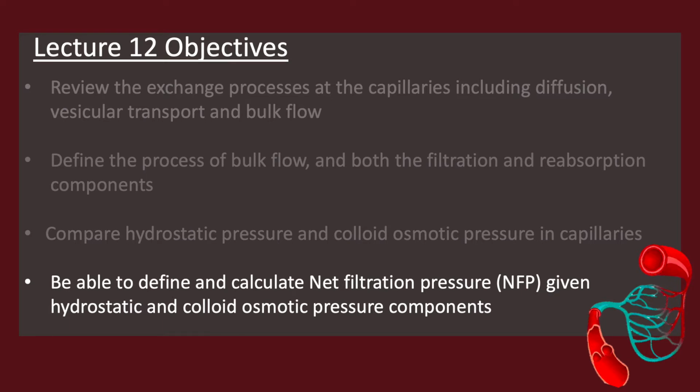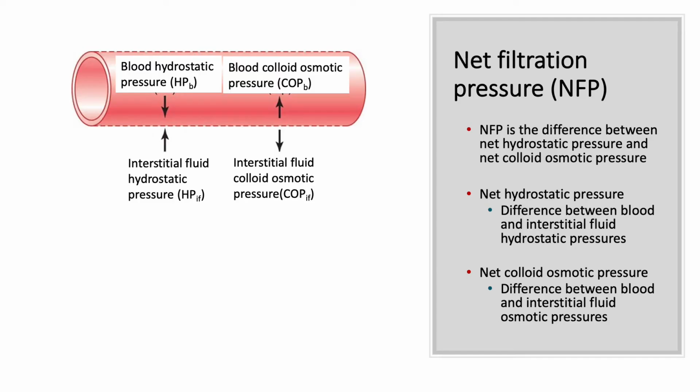The last thing we'll do is investigate net filtration pressure, and then as part of your in-class assignment, we'll have you calculate net filtration pressure on both arterial and venous ends of a capillary, given hydrostatic and colloid osmotic pressures. How much filtration ultimately occurs at the capillaries is determined by the interaction of the hydrostatic and osmotic pressures, and we call this the net filtration pressure. And that's the difference between the net hydrostatic pressures and the net colloid osmotic pressures.